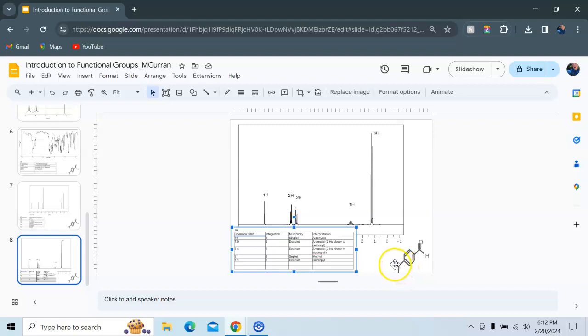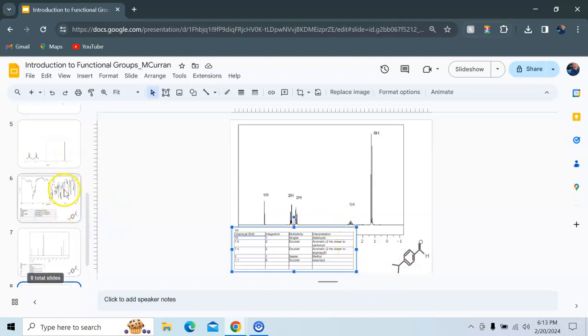And then the final peak down here at about 1.1 has an integration of 6H, which again is diagnostic of two equivalent methyl groups. We'll confirm that by looking at its multiplicity, which is a doublet. It has 2 peaks, meaning that these 6 equivalent protons have 1 neighboring proton, which is the one right there.